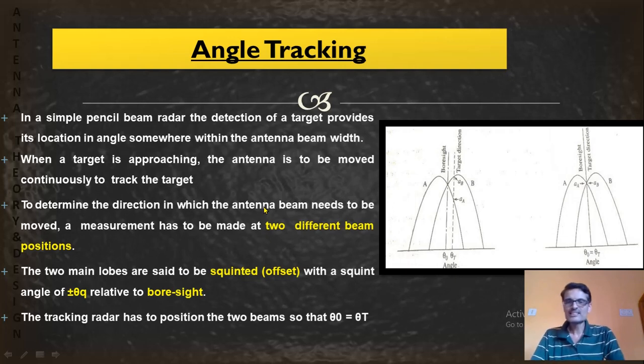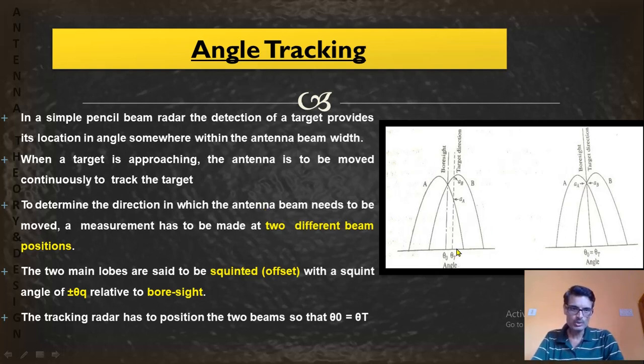Now, as I told earlier, we can track the targets in terms of angle, in terms of range, in terms of Doppler frequency, radial velocity, different parameters of the target. But angle tracking is most often used and it is covered in the textbook. Now, what is angle tracking?